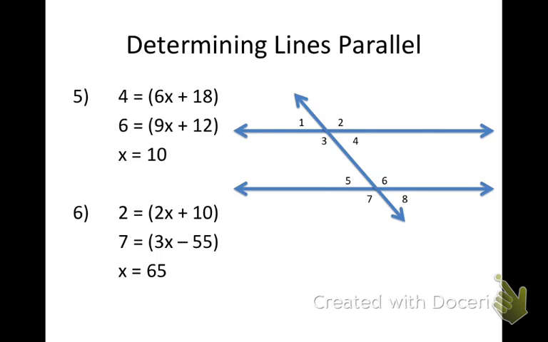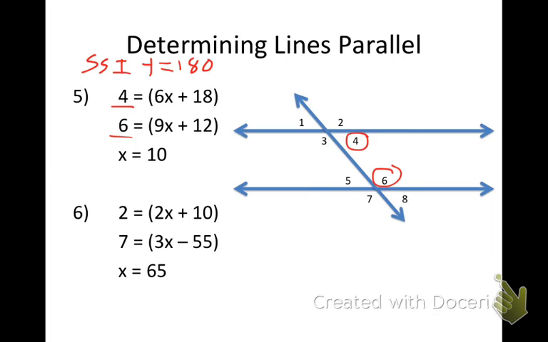So let's look at number 5 here. I'm looking at angles 4 and 6. So there's angle 4, there's angle 6. We're looking at those two angles. What type of angles do I have? Same side interior. What does same side interior angles tell me that has to be? For them to be parallel, what do they have to do? They have to add up and equal 180.